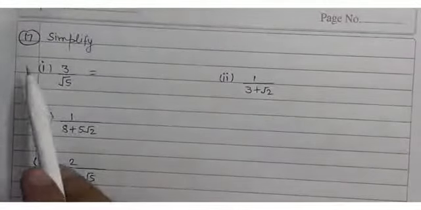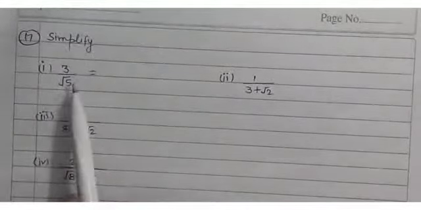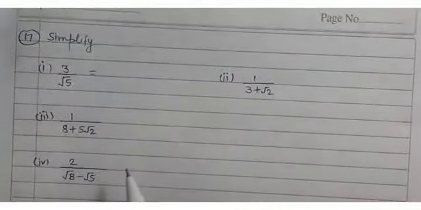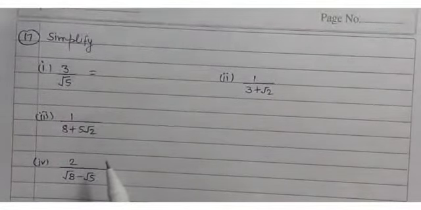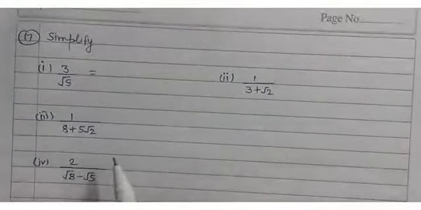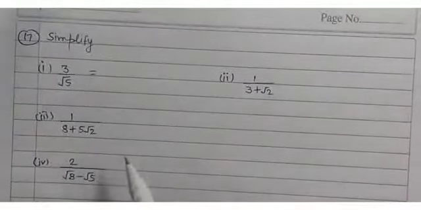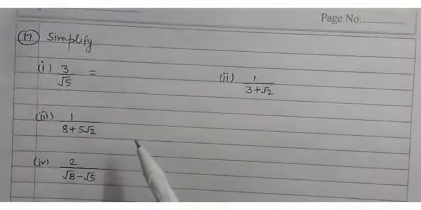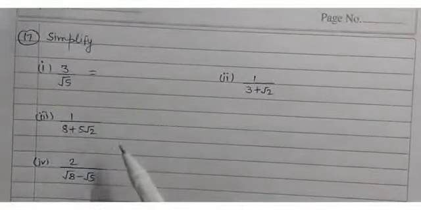Yes, the next question: you have to simplify. Okay, 3 upon root 5. Okay, root 5 is given to you. It means root 5 is your irrational number and it is given in the denominator. Then what is the meaning? What we know, don't try to make any irrational number a denominator. So we have to rationalize this thing, by using a rationalizing factor.